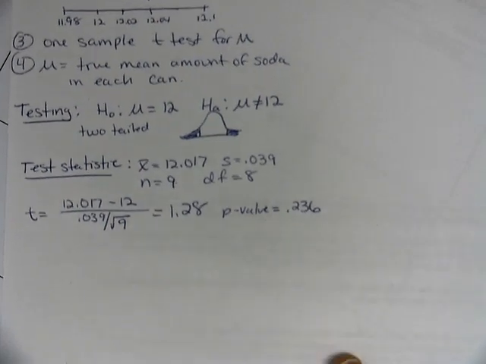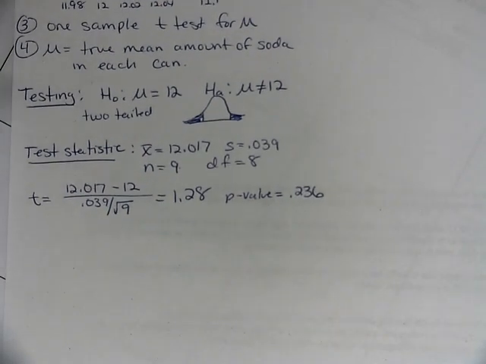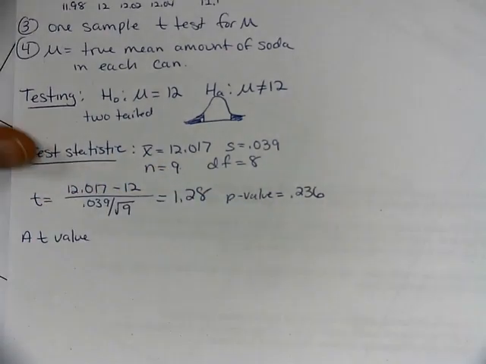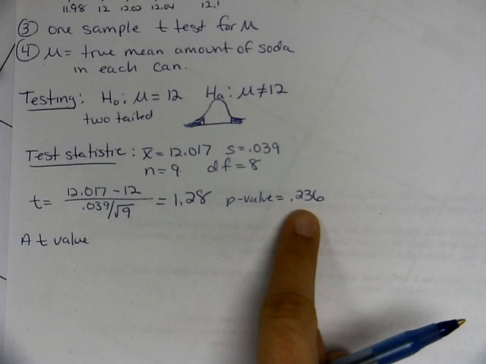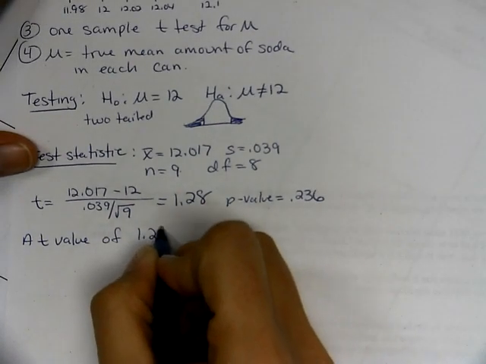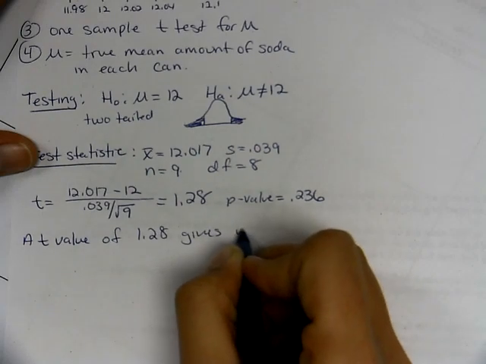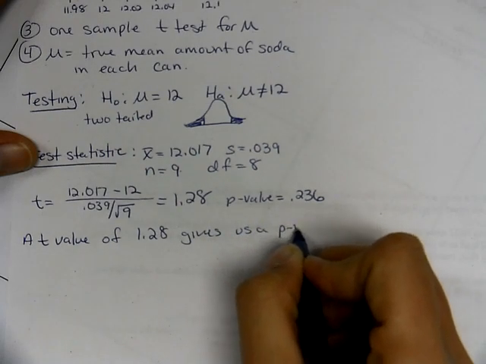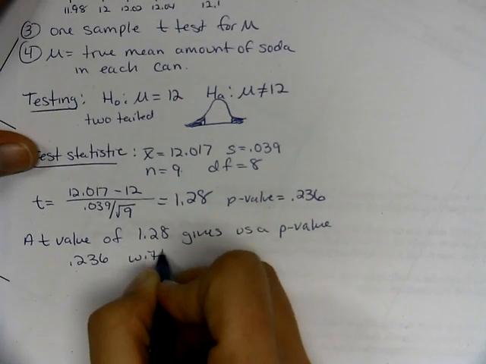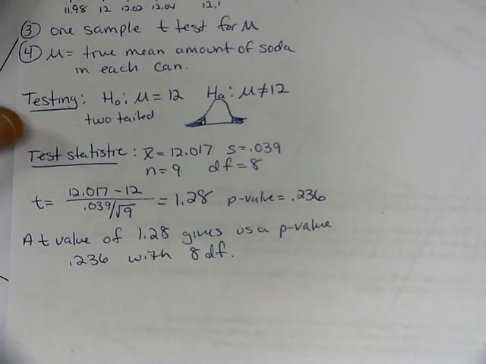That's okay. You don't put 0.05? We could, because it really doesn't matter, right? Neither one is worse. But this is greater than all 3, so it really doesn't matter. So a t-value of 1.28 gives us a p-value of 0.236 with 8 degrees of freedom.